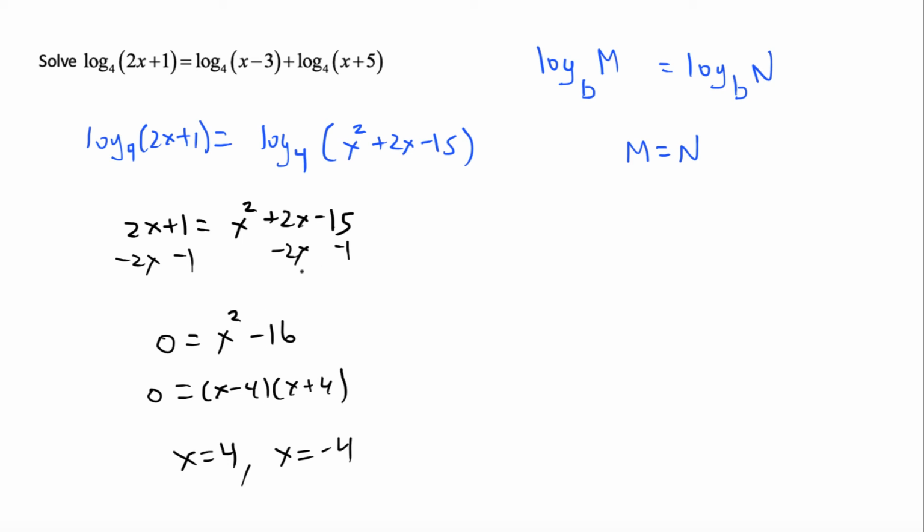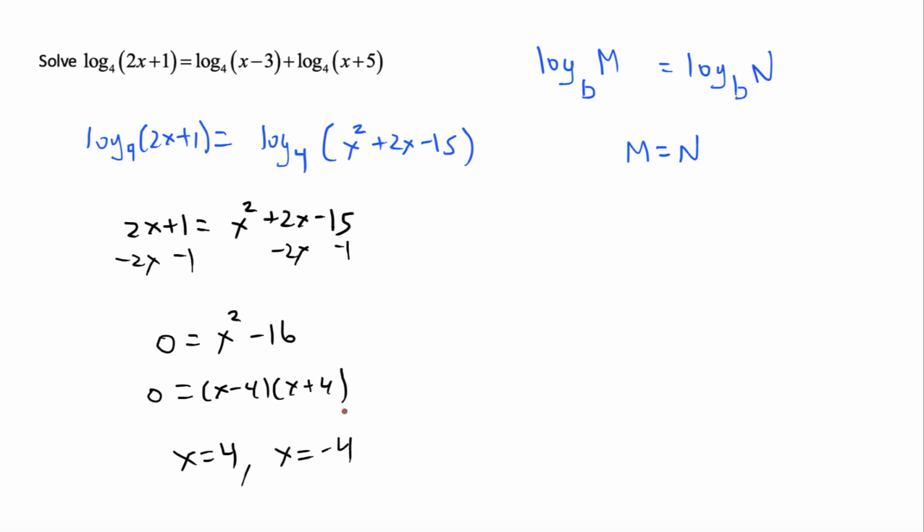Anytime we have a log equation, you have to check your answer. What do we mean by that? When you plug this answer back into the original problem, we should not end up with a negative argument here. So when you plug the 4 back in, notice we get 9, we get 1, we get 9. So that works out. We don't end up with a negative value.